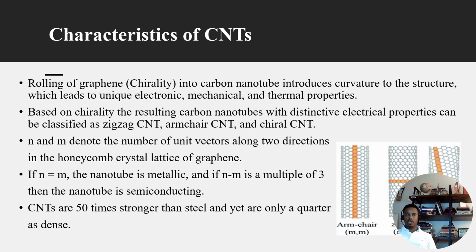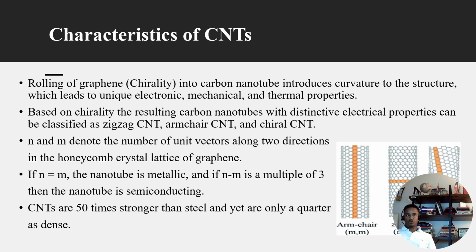Here N and M are just vectors in the X and Y direction. So we can represent how the graphene is rolled based on these vectors. If N and M are equal, like this one, the resulting carbon nanotube is called armchair. If either N or M is 0, like in this case N is 0, it is called zigzag. Otherwise, the resulting carbon nanotube is called chiral.